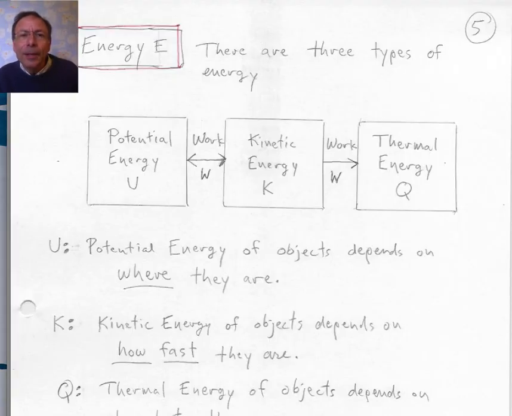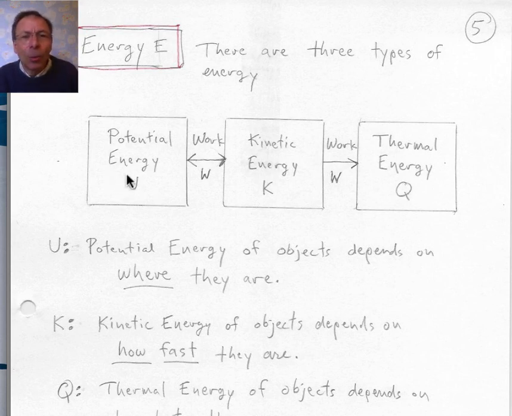All right, now that we've introduced the idea of work, let's talk about the concept of energy. There are three kinds of energy. We have potential energy, which gets the symbol U. We have kinetic energy that gets the symbol K, and thermal energy that gets the symbol Q.